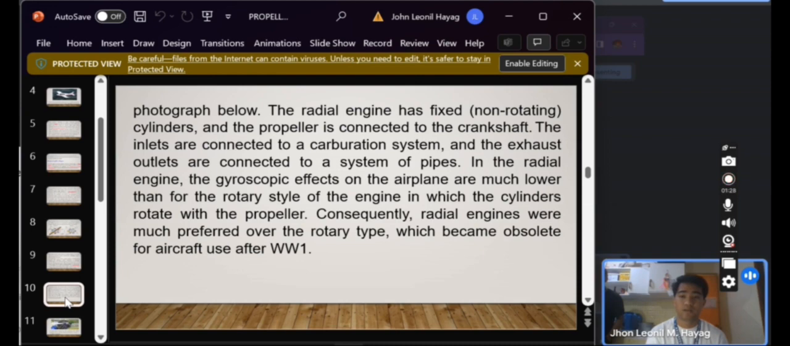In the radial engine, gyroscopic effects on the airplane are much lower than for the rotary style of engine, in which the cylinders rotate with the propeller. Consequently, radial engines were much preferred over the rotary type, which became obsolete for aircraft use after World War I.